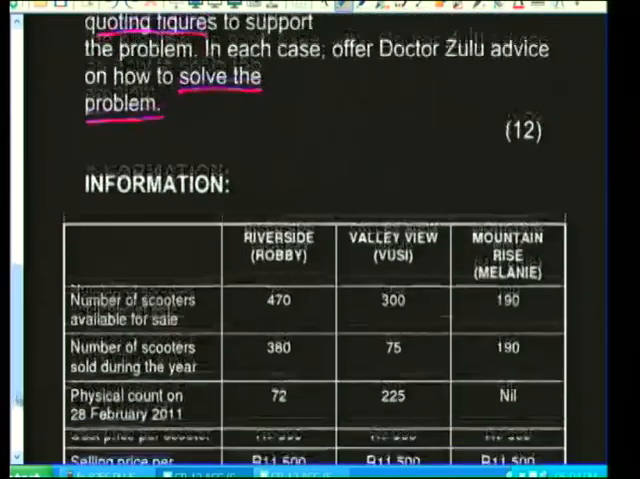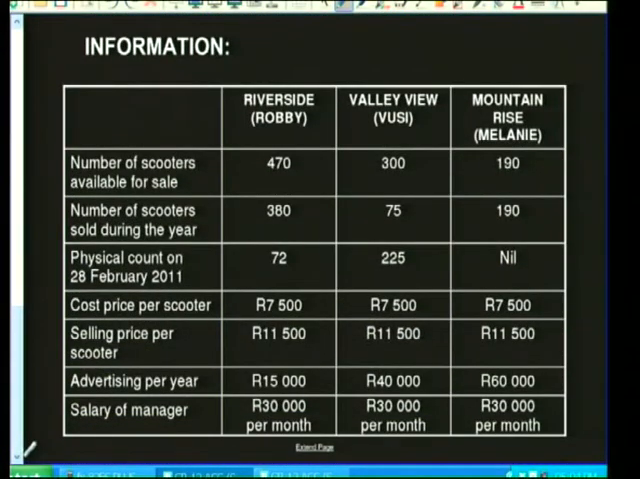Okay, so let's have a look at the information we've been given. We're told here there's Riverside, there's Valley View, and there's Mountain Rise. And here's the information on the number of scooters available for sale, the number of scooters that were sold during the year, the physical count on the 28th of February, the cost price per scooter, the selling price per scooter, the amounts that were spent on advertising, as well as the salary of the manager.